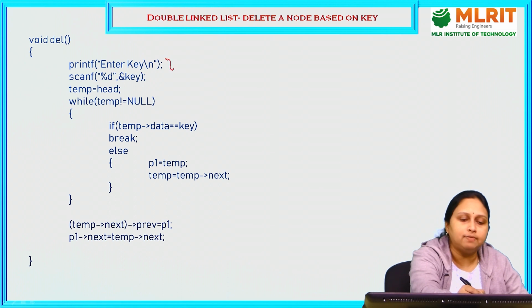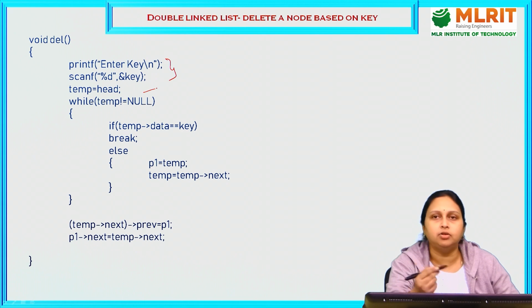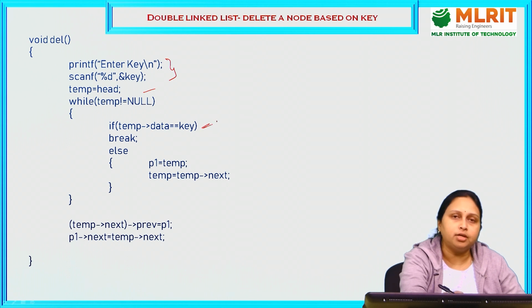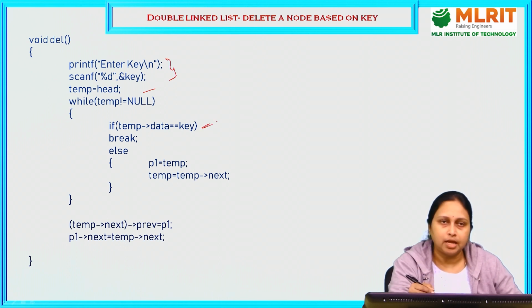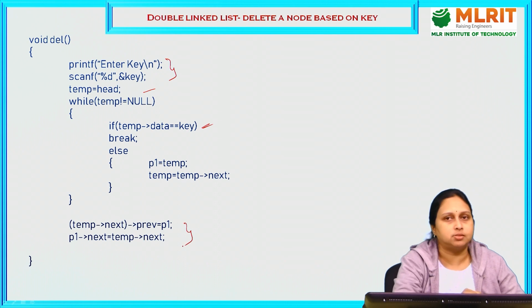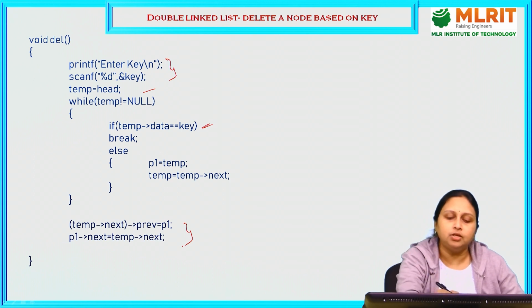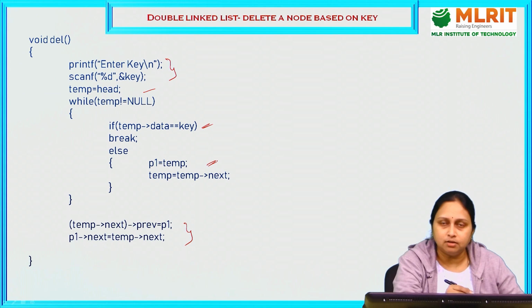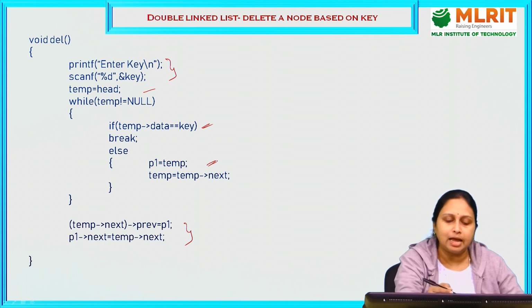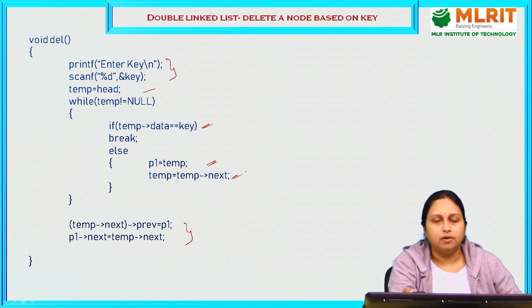Let us see the code here, how we are going to write it. First we read the key value, followed by initializing temp equal to head, where we traverse through the list until it reaches the null value. In between, if we reach the key value, we terminate the loop and then make the connections, right. We have seen in the previous example how we make the connections. If that is not the case, then assign temp to P1, storing that value into P1, and temp moves to the next location, right.